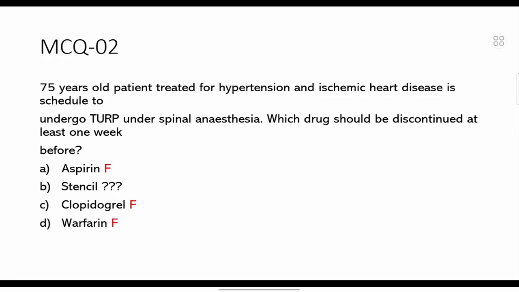So if the question mentions 5 days, it will again come as true. Warfarin, clopidogrel, both 5 days. And the heparin, no need to stop before 5 days. If it is a therapeutic dose, we can continue until 24 hours prior to the surgery. If it's a prophylactic dose, we can continue until 12 hours prior to the surgery.